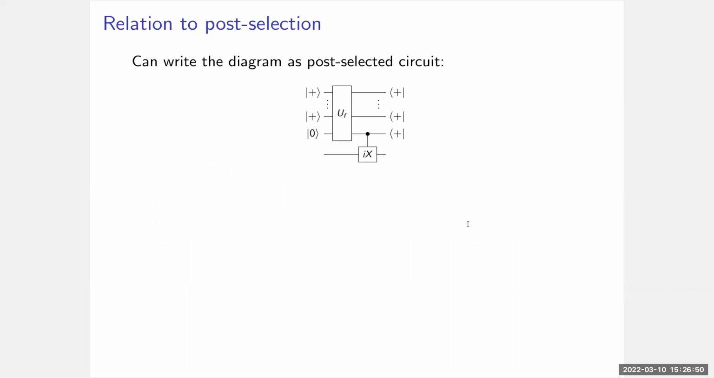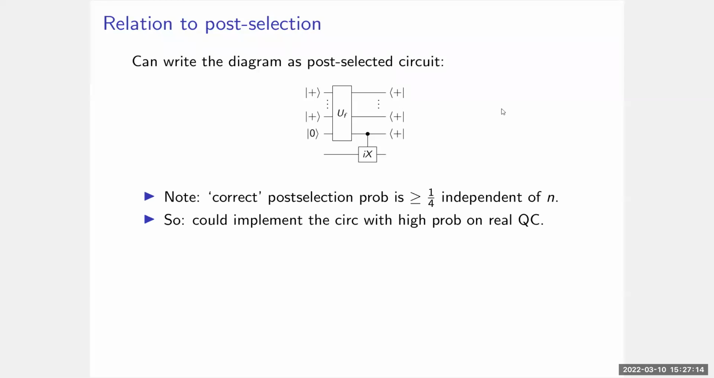There's an interesting relation to post-selection here, because the diagram I gave we can also present as just a post-selected circuit, up to a constant. So we have here the standard classical oracle, which calculates the value of f and then XORs it with a value here. So we can write just a post-selected circuit like this, which implements the same operation.